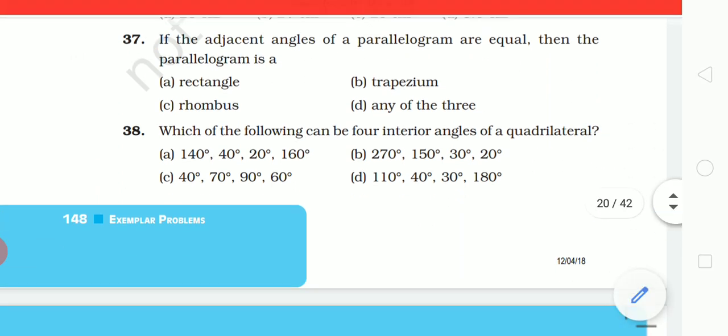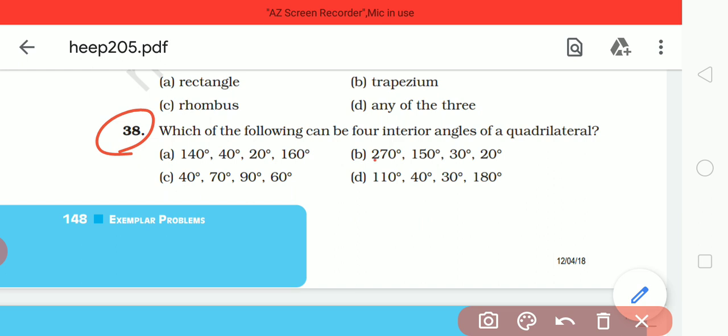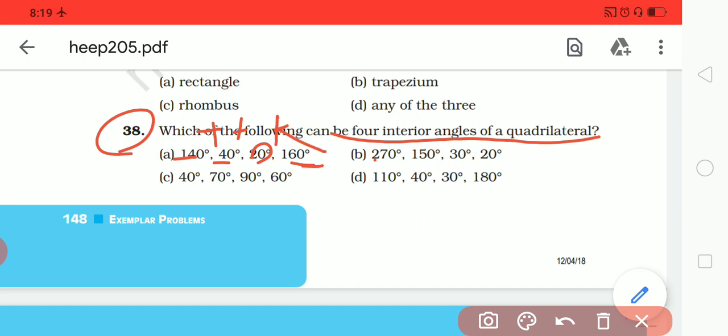So come to 38th question. If the following can be the four interior angles of the quadrilateral, we have to find the sum of all the angles. If it is 360, then it is possible to be a quadrilateral. So add these: 100 plus 100 is 200, 240, and 60 is 300, 320. So it is not possible.